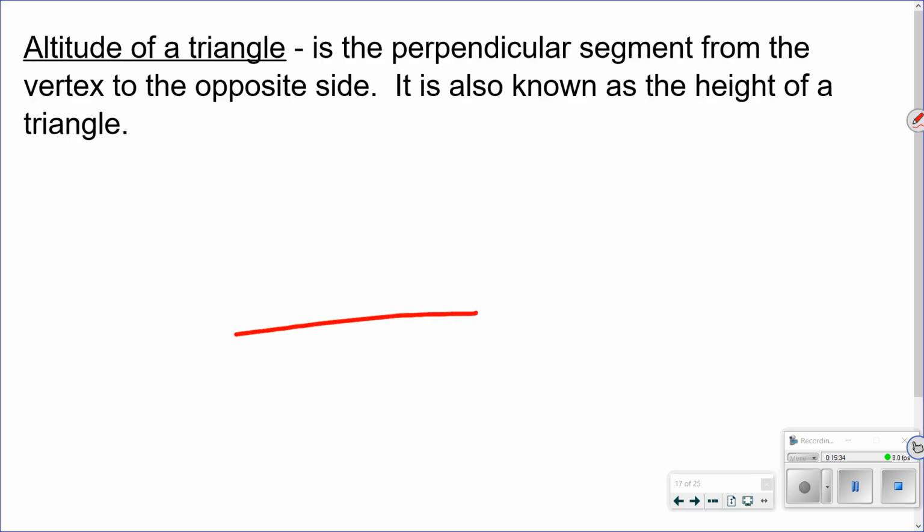So I'm just going to draw a triangle here really fast. If you have an acute triangle, if I go from the vertex perpendicular to the opposite side, now notice it doesn't have to split the opposite side in half. It just has to be perpendicular to it. That is the height of the triangle, or the altitude of a triangle.